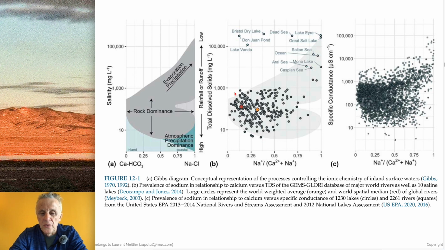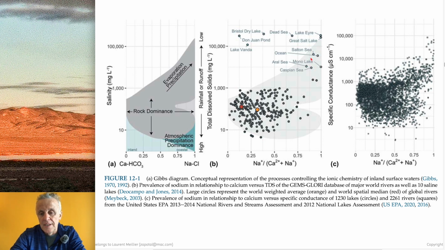This is another diagram. This is the total dissolved solids on the y-axis, and on the x-axis we have the ratio of sodium to sodium plus calcium ions. It shows the prevalence of sodium in relationship to calcium versus TDS of the Gaillardet database of major world rivers, as well as 10 saline lakes. Large circles represent the world weighted average, orange, and the world spatial median, red, of global rivers. So this is only for rivers.